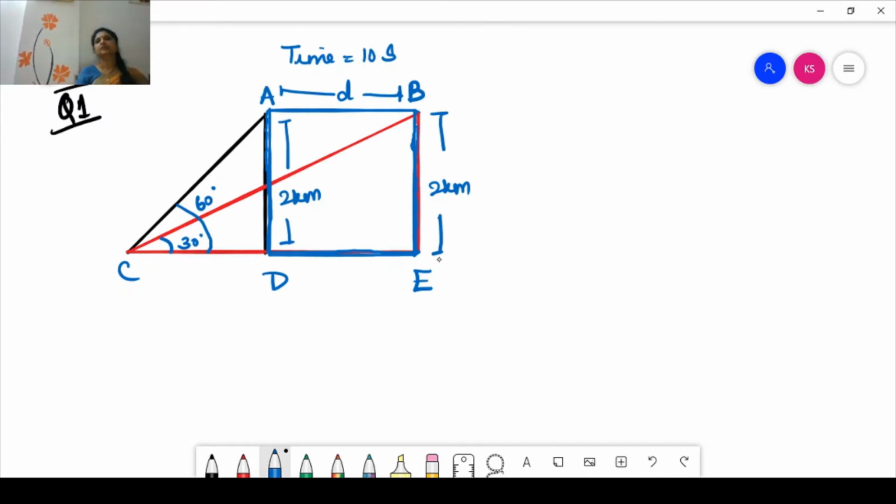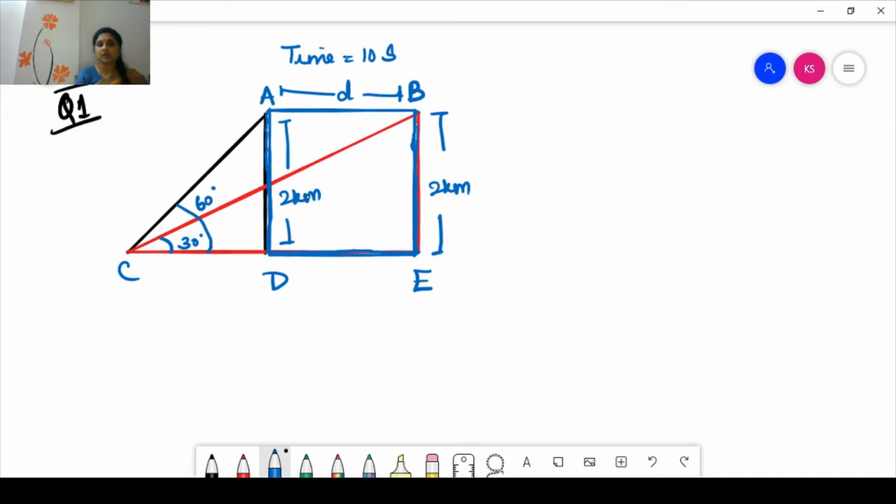So now I've made the figure again. So let's just see. This is A, this is B, position of the aeroplane first and then later. It took 10 seconds for it to travel here. And then the angles of elevations are marked. And now we have labeled the diagram. Now we'll see, what are we supposed to find? We're supposed to find this D.